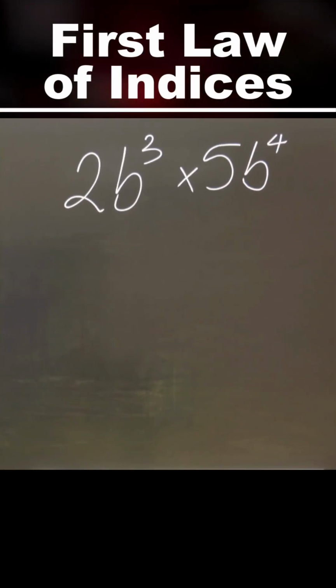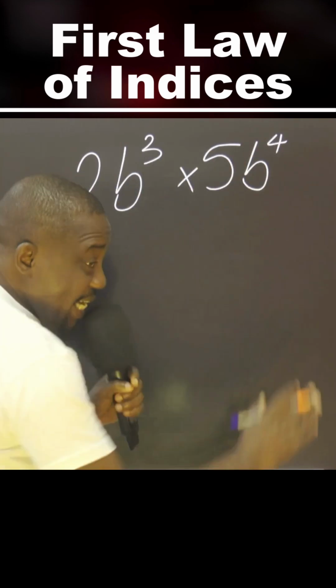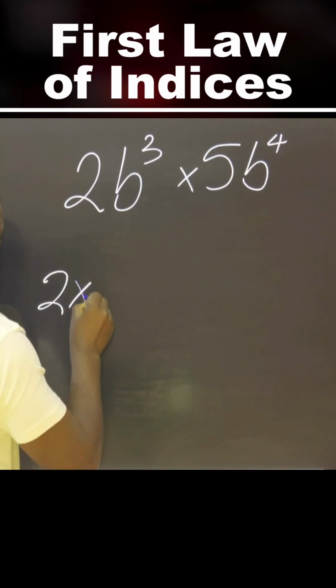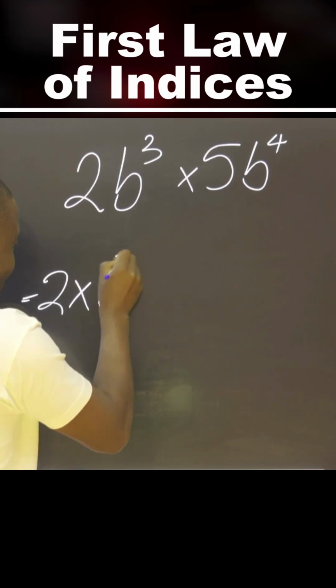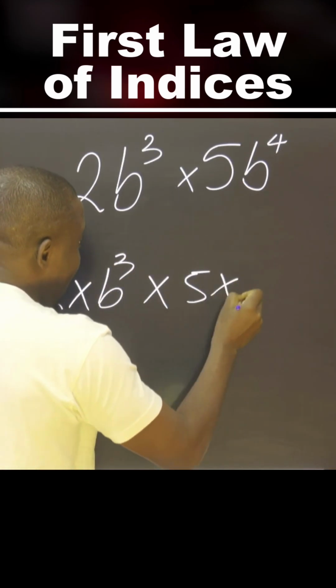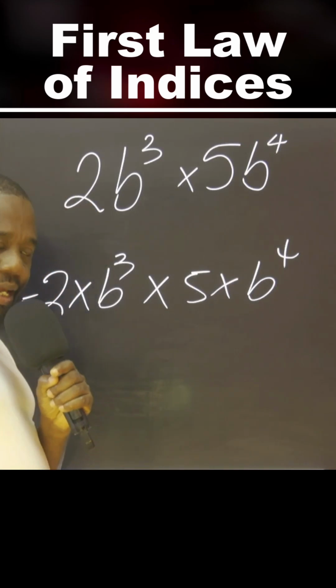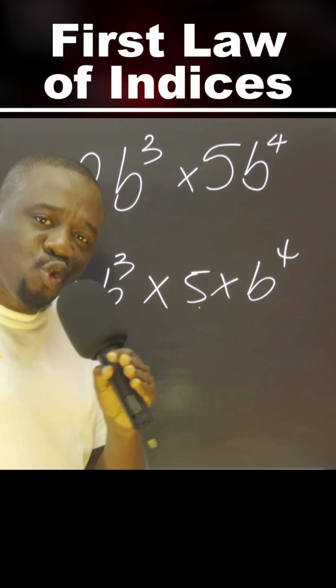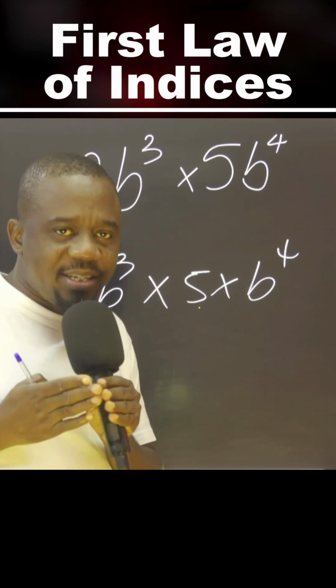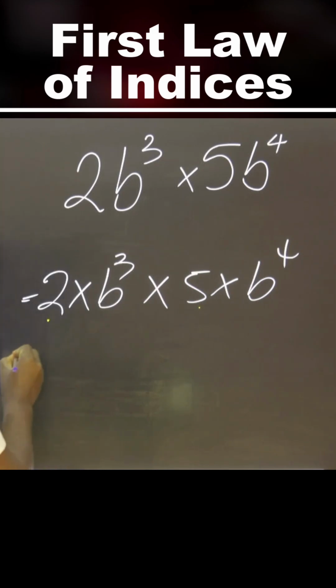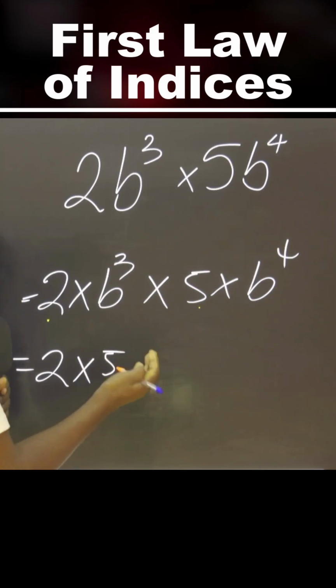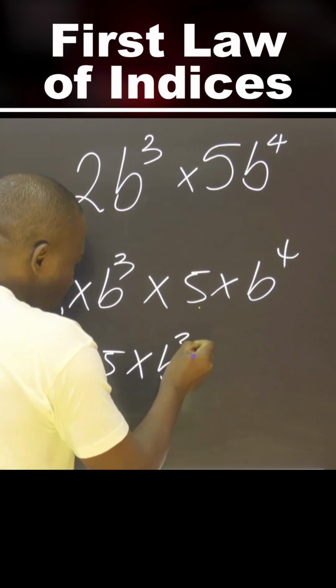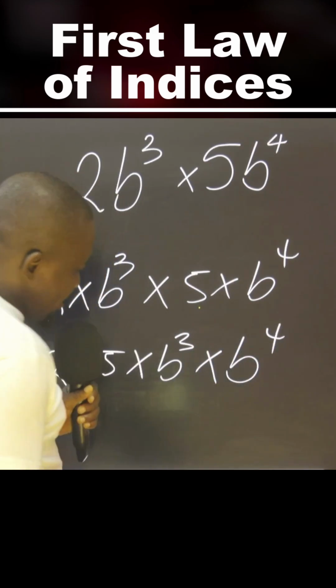Look at this one. It said 2b raised to power 3 multiplied by 5b raised to power 4. No issue. You agree with me that this is simply 2 multiplied by b raised to power 3 multiplied by 5 multiplied by b raised to power 4. Now, you agree with me that this is a number, this is a number. Numbers should come together. Numbers are friends. So therefore, numbers and numbers should come together, while those b's should also go to one place together.